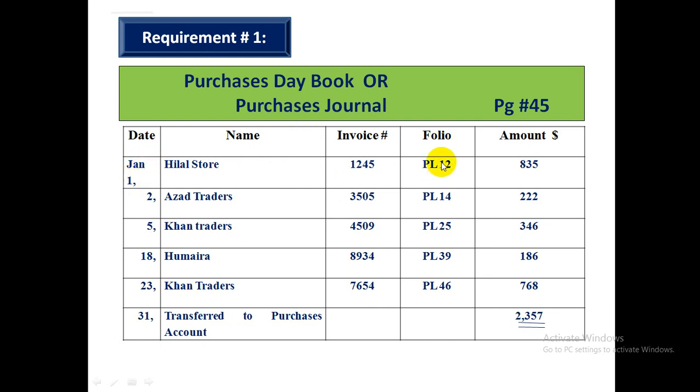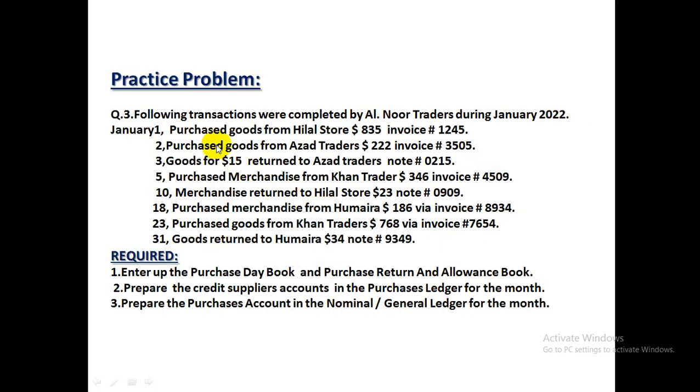What is this folio? This folio is giving us the reference that the purchase ledger number 12 will be made for Hilal store. We will post this information in the ledger of Hilal store for requirement number 2. So this PL stands for purchases ledger and this 12 is the number assumed by us for the ledger of Hilal store. Let's see the second transaction.